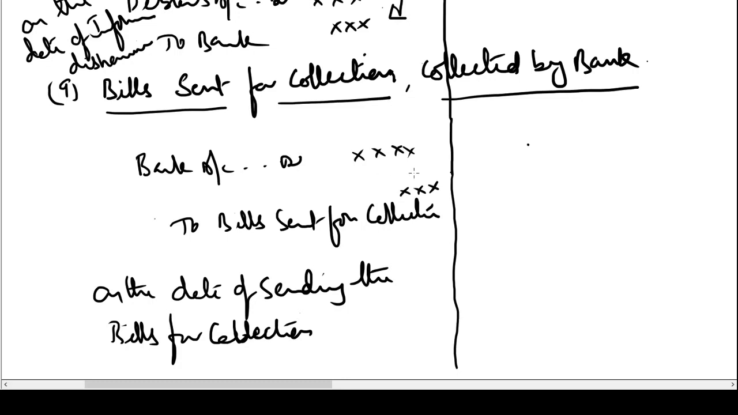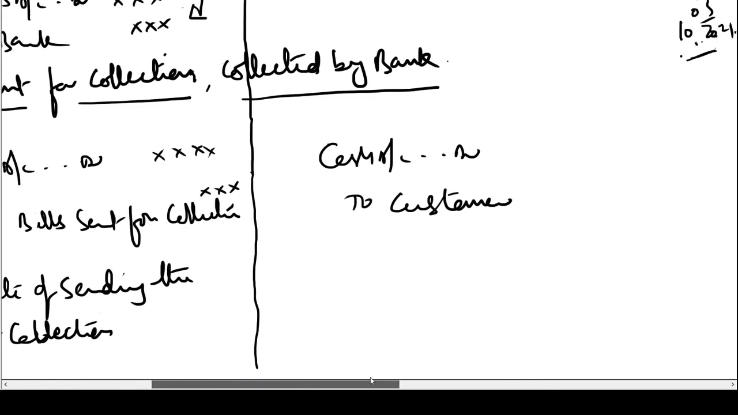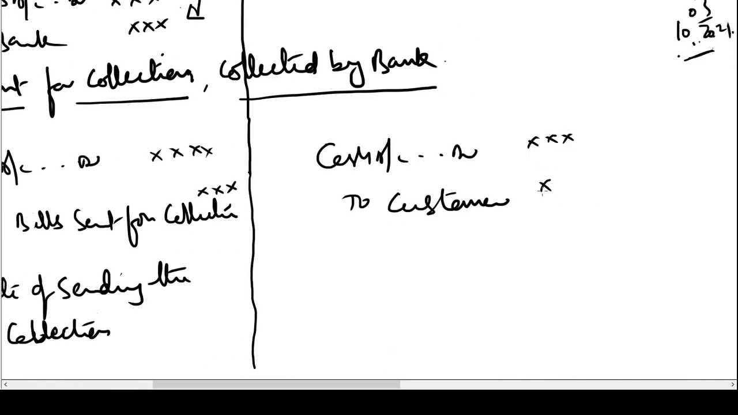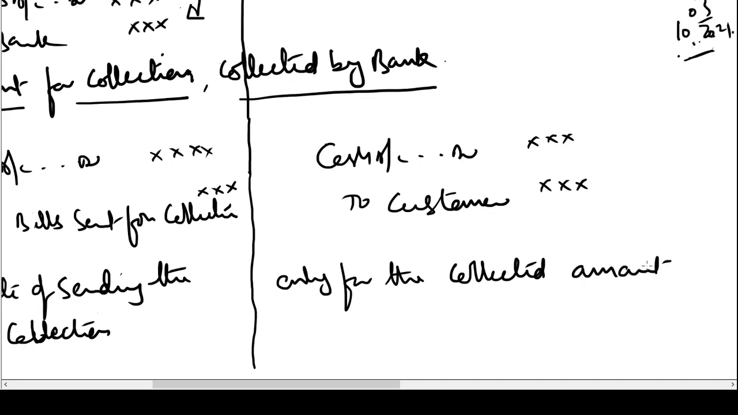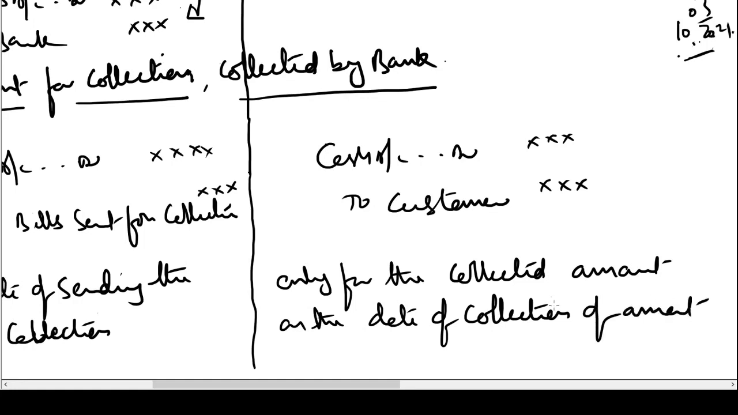So on the day when the bank is collecting payment, they'll pass the entry cash account debtor to customer account. So whatever money they are receiving, they will credit to customer account. That is the account of the business in the bank. So this entry will be recorded only for the collected amount. Not all the bills which have been handed over may be collected, only for the collected amount and on the date of collection. On the date of collection of amount, not the bill.